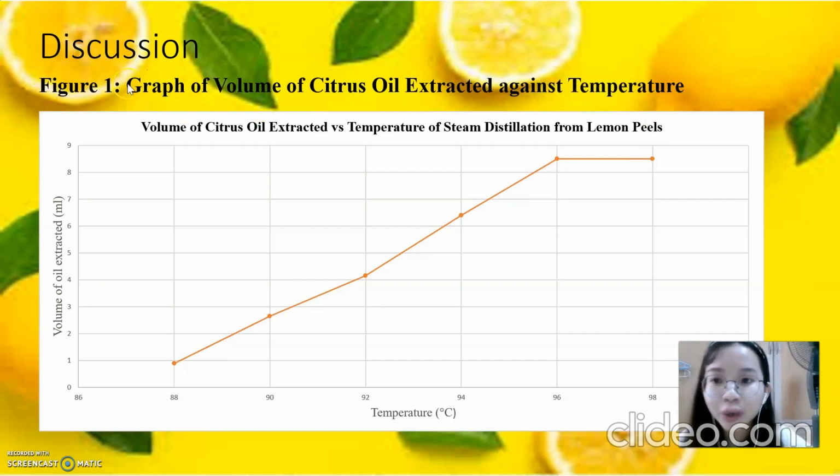From figure 1, it can be observed that the volume of citrus oil obtained from lemon peel is almost increasing linearly with the temperature until it reaches 96 degrees Celsius. The volume of citrus oil obtained after the temperature reaches 96 degrees Celsius is constant. Any further increase of steam temperature above 96 degrees Celsius yields no effects on the volume of citrus oil obtained. This is because at a high temperature, the charring of lemon peel takes place at the bottom of flask.